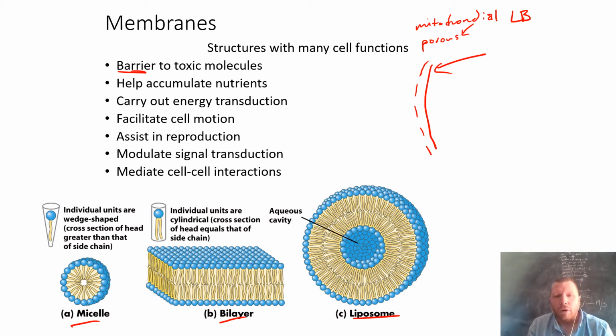Now, our three different levels of discussion are micelles, bilayers, and liposomes. The individual units in a micelle are generally going to be a head group with a single fatty acid on the end of it. A bilayer, on the other hand, is going to have a cylindrical unit, and it's got a head that equals the size of the side chains. A liposome is a unique structure. It's analogous to a micelle, but it's got an aqueous cavity on the inside.